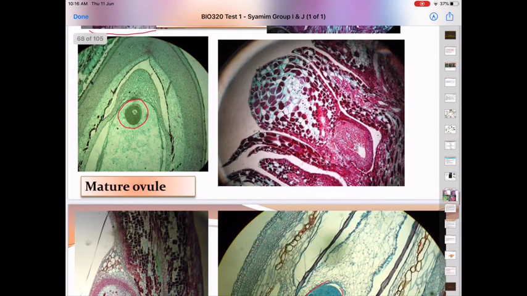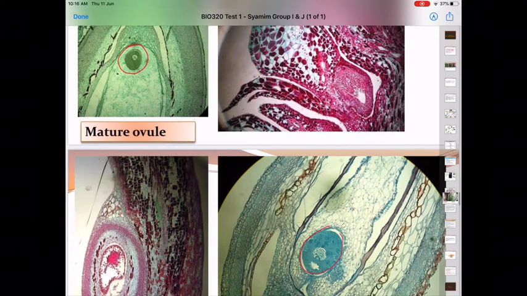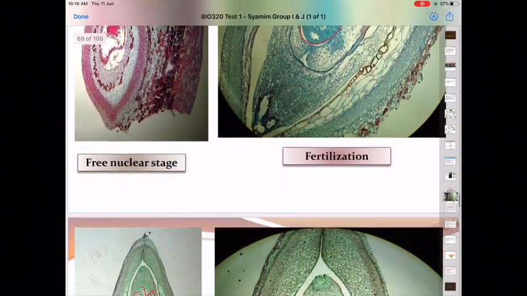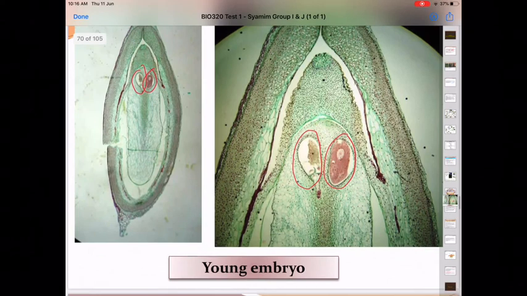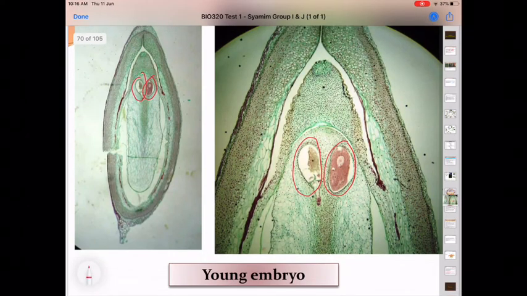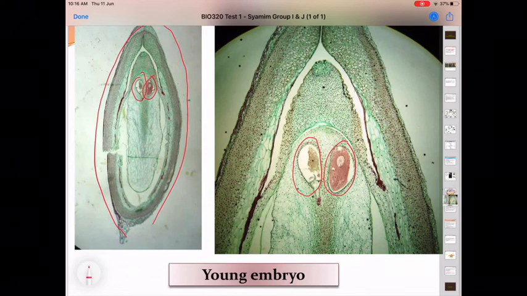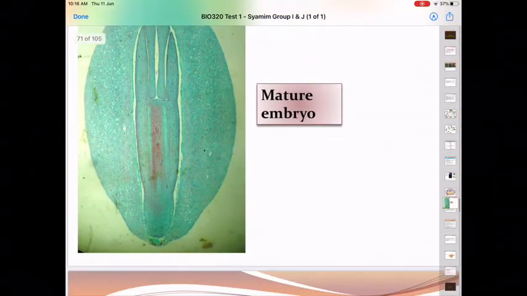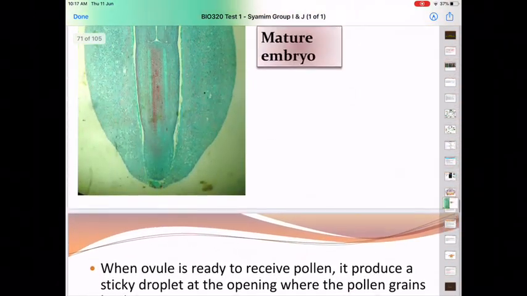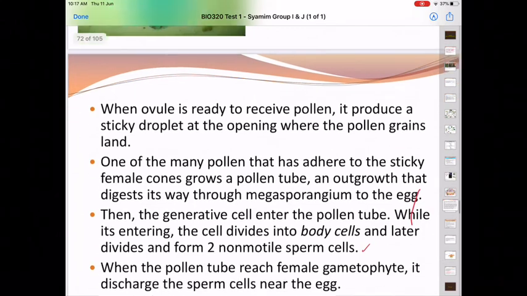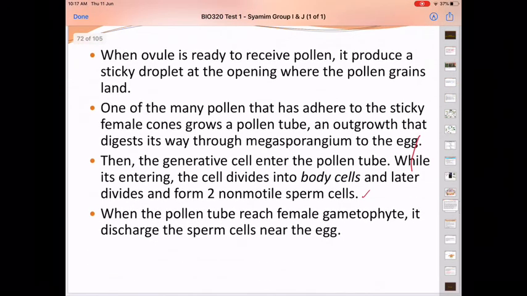And then this is mature ovule. Okay, ni semua gambar boleh tengok lah. So this is young embryo. So this is inside the female cone. Mature female cone. Kita tengok dia ada 2, sebab dia ada dalam megaspore dia ada 2 ovule. So satu. Okay, this is mature embryo. So when ovule is ready to receive pollen, it produces a sticky droplet at the opening.